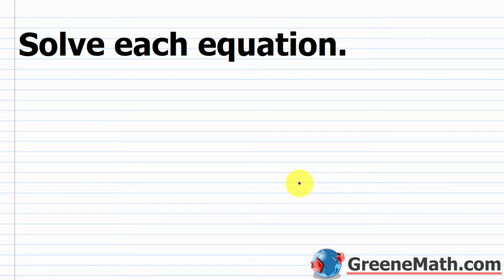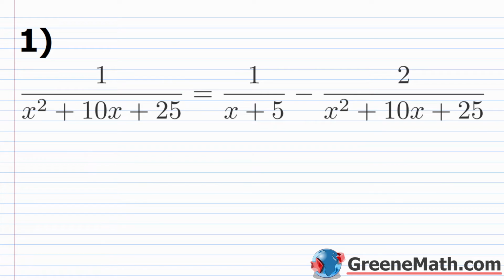All right, let's take a look at our practice test. We're told to solve each equation. And for the first problem, we're going to look at 1 over x squared plus 10x plus 25. This is going to be set equal to 1 over x plus 5. Then minus, we have 2 over x squared plus 10x plus 25.